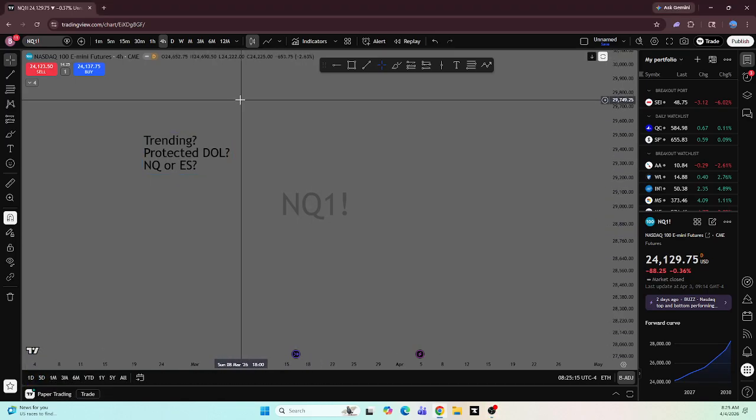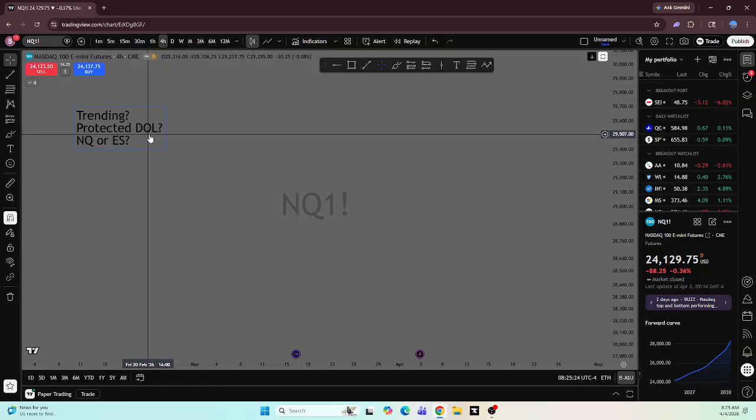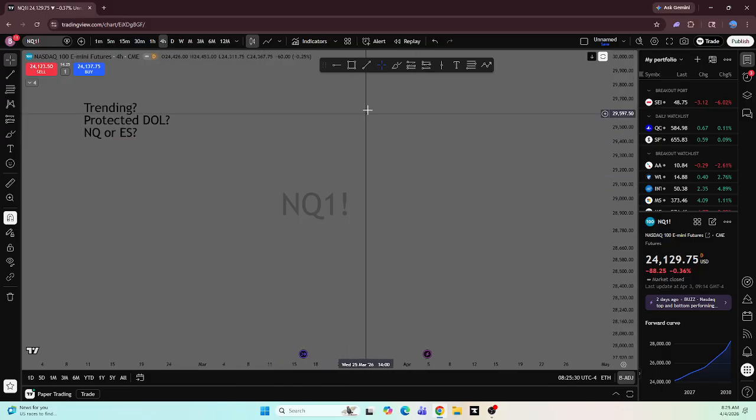Today I'm gonna show y'all how I find my drawn liquidity for the day and what I do in the morning to figure out what my drawn liquidity is. So we're gonna go over these three things first. This is kind of like just the basics of what I use to find my drawn liquidity and what drawn liquidities I use. So first, price needs to be trending.